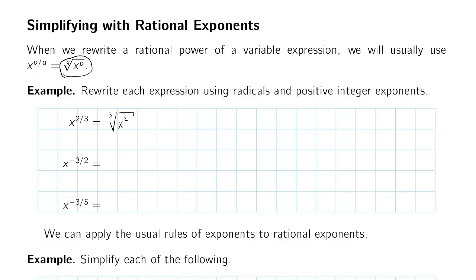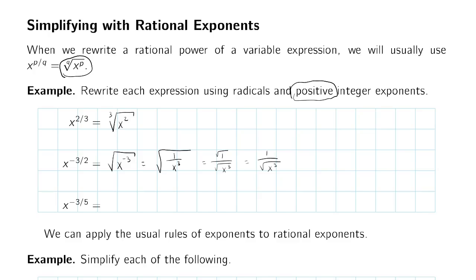X to the -3/2, well, that's going to be the square root of x to the -3. That's the square root of 1 over x to the third. All right, we want to use only positive integer exponents in our answer. That'll be the square root of 1 over the square root of x to the third. We'll leave this for now as 1 over the square root of x to the third. We will meet simplifying steps that we can do further, but for now we're going to leave that there.